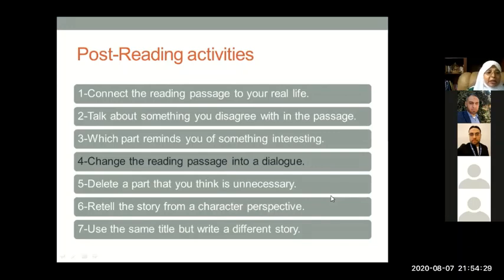And the last one, this one I like the most, which is use the same title but write a different story. Okay, so it's the same title but a different story. And at the end you will divide them into groups and you will have 4 or 5 different stories. Okay, guys, any questions before I move further? Do you all understand the ideas of these post activities? Any questions?